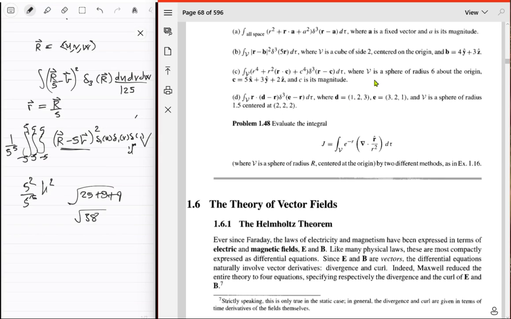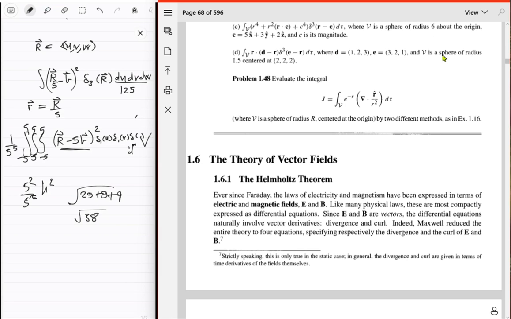Okay, and what's our sphere radius? 6. So it's like 36, and 38 is more than that. So this point, the c vector, lies outside our sphere, so we never reach it. That was easy actually. This complete integral is going to be 0. I get that. Next.